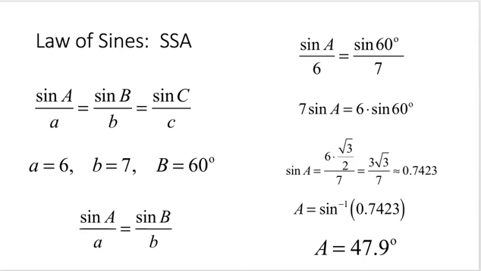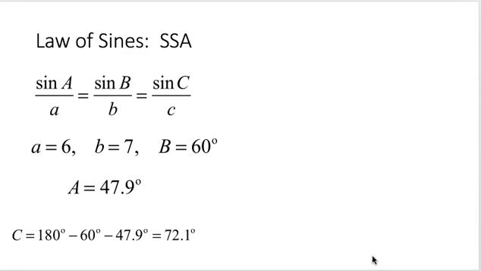So now what do I have? Now I have two angles: angle B, which is 60, and angle A, which is 47.9. You probably see where this is going next. Namely, C is 180 minus 60 minus 47.9, because the three angles have to add up to 180. Once that's the case, I have all three angles and two sides. We can go ahead and find our missing side, little c, by using the law of sines.